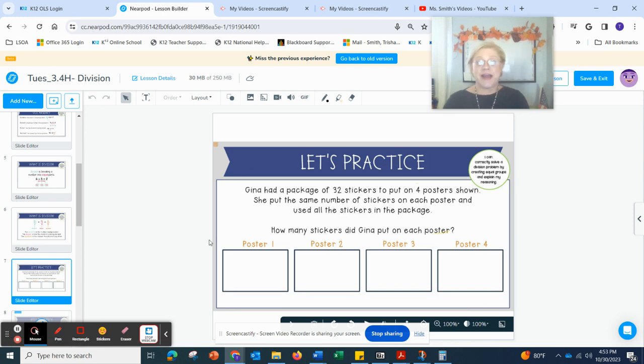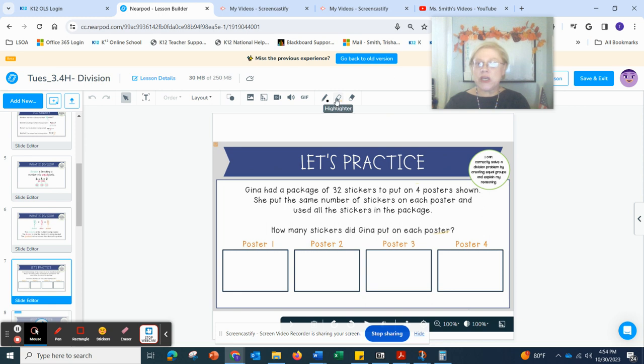Gina had a package of 32 stickers to put on 4 posters. She put the same number of stickers on each poster and used all of the stickers in the package. How many stickers did Gina put on each poster? So we can do this 2 different ways. Technically, we can do it 3 because we did talk about the strategy of repeated subtraction. But let's first model, and then we will do the others.